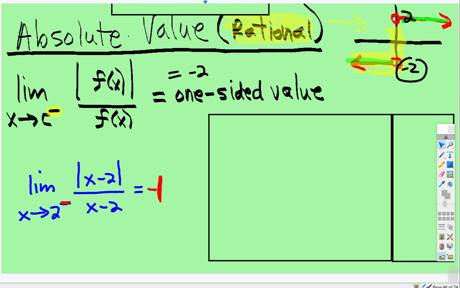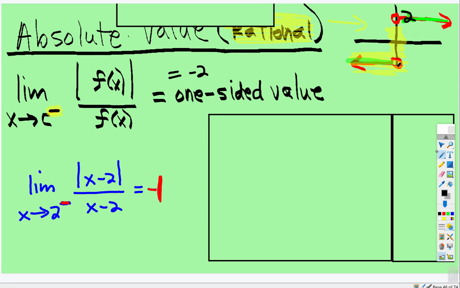Oh, I'm very silly. Never mind. Well, that's not true. If there were a number on the outside of here that gets pulled out, that's when you would have it up here at 2 and down here at negative 2.